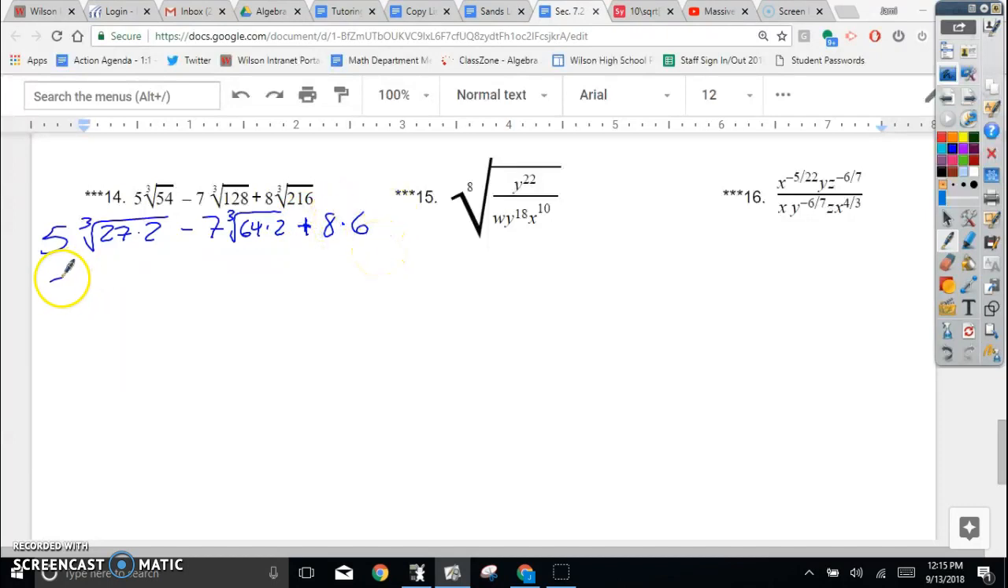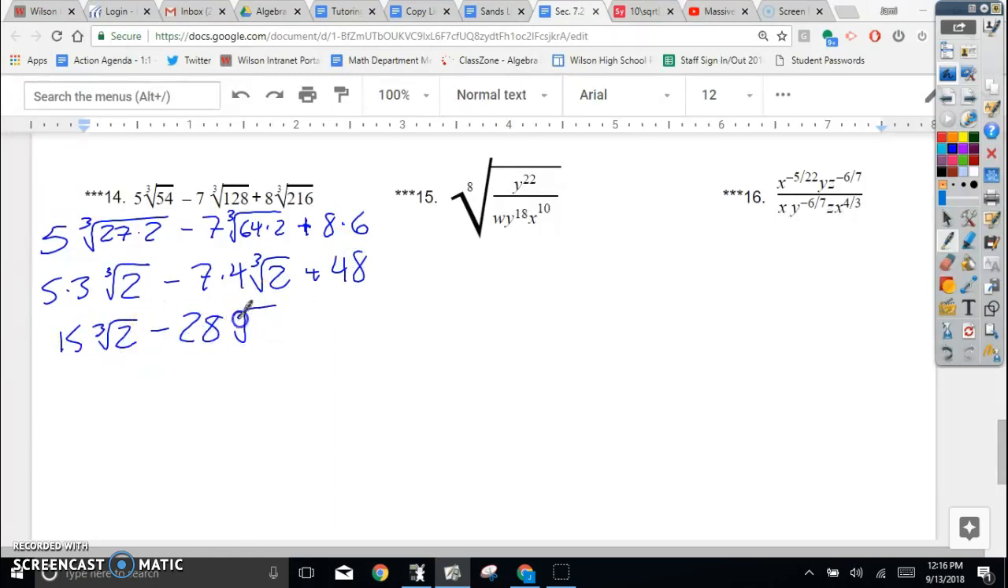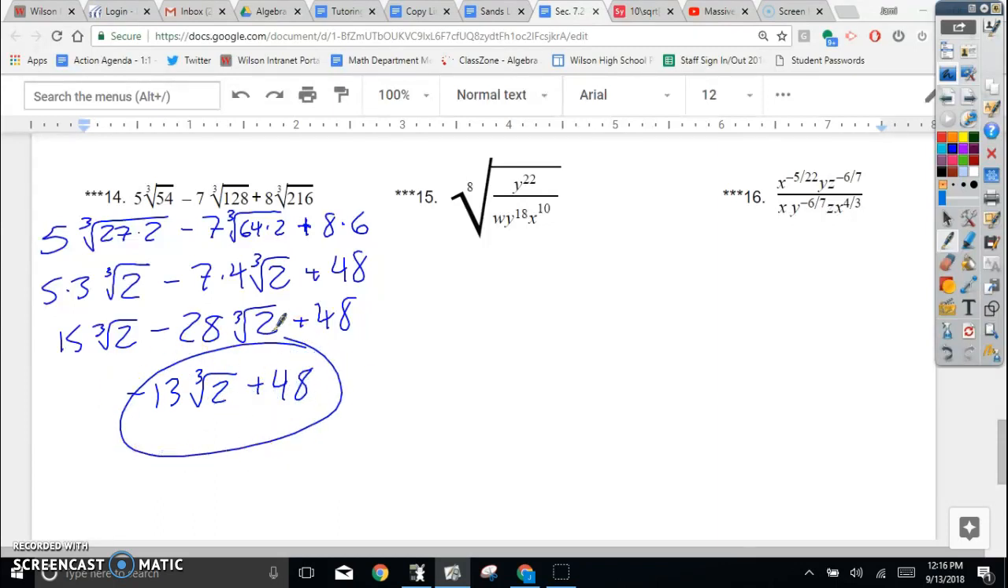But over here, this will be 5 times 3, cube root of 2, minus 7 times 4, cube root of 2, plus 48. 5 times 3 is 15. 7 times 4 is 28. This is just like the one problem on the front. It's just this time you have this plus 48 on the end, the back here. 15 minus 28 is -13. Cube roots of 2 plus 48. Okay, that one's finished. Let's go to 15.